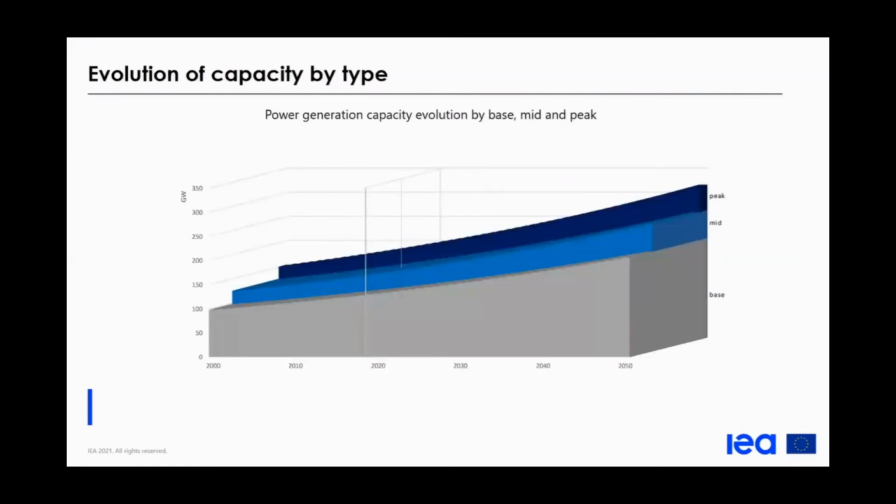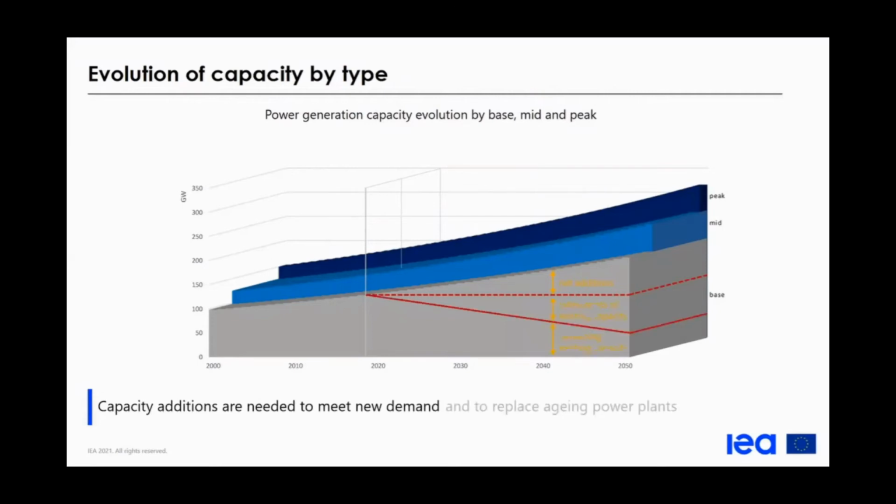Coming back to the different time slices. As we saw earlier, we considered base load, mid load, and peak load types of plants. For each time slice, the new additional capacity needs to take into account all these three different time slices. So we consider the net addition needed to meet new demand and, as mentioned earlier, the addition needed to replace the retiring plants.